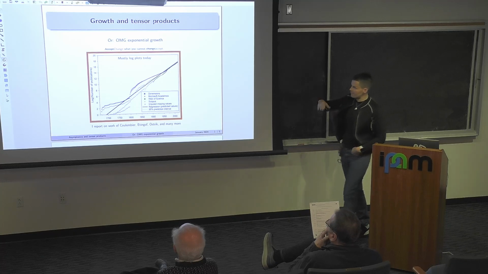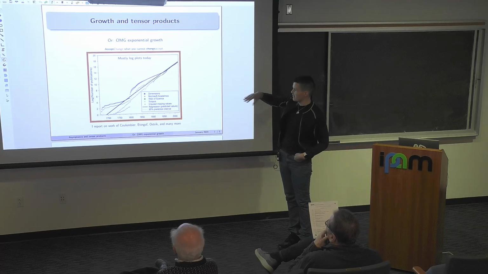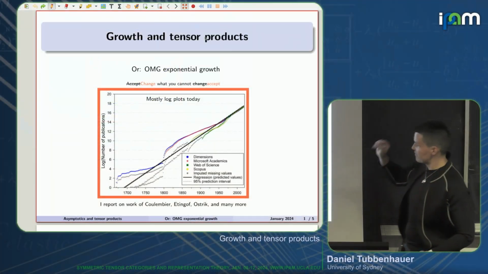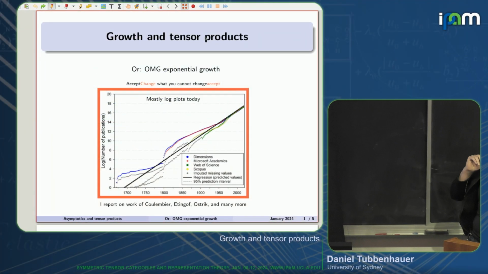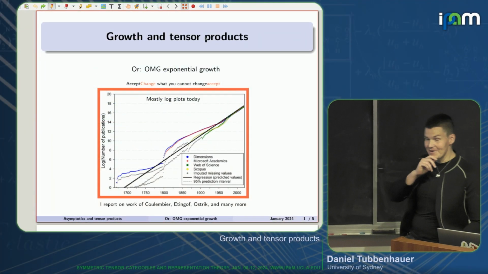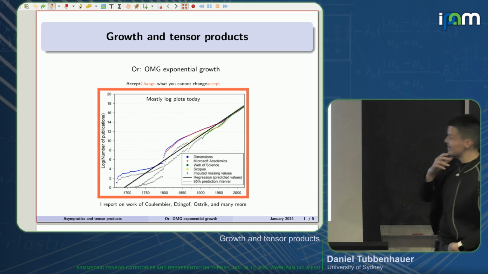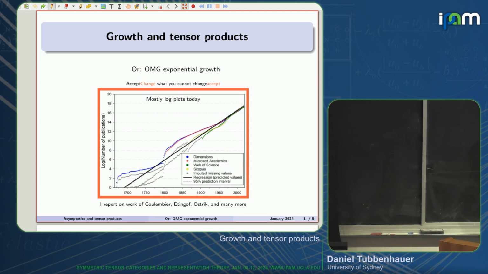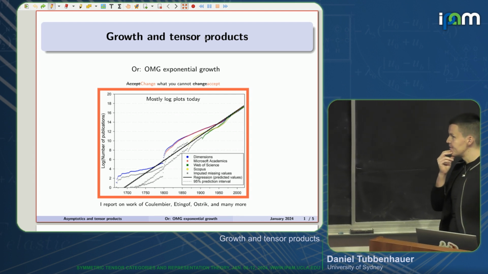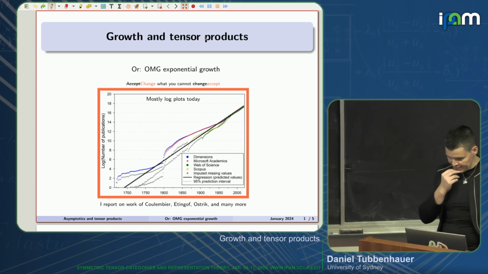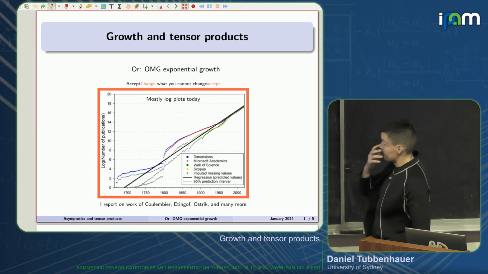It goes 2, 4, 6, 8, whatever, up to 20, and this is just the log of that number. And yeah, a line in a log plot means actually the number of publications grows exponentially, right? In a log plot, a line means exponential growth, and essentially that's what I'm going to talk about today in the setting of tensor categories, or symmetric tensor categories.